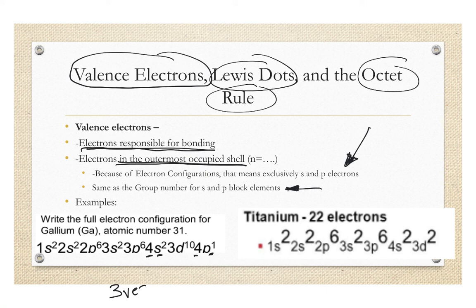Titanium, the outermost occupied shell, is 4. And there are no p electrons there, but there are 2 s electrons. So titanium would have 2 valence electrons.